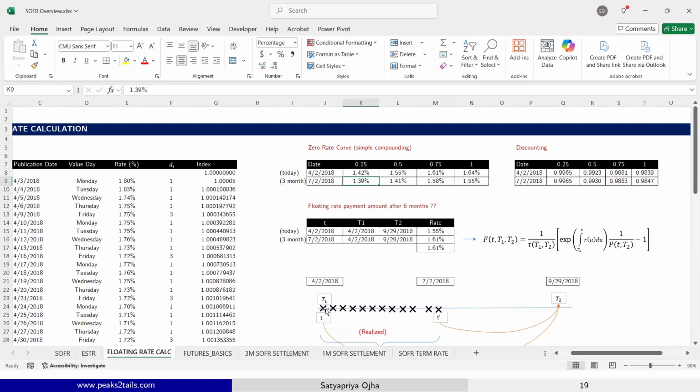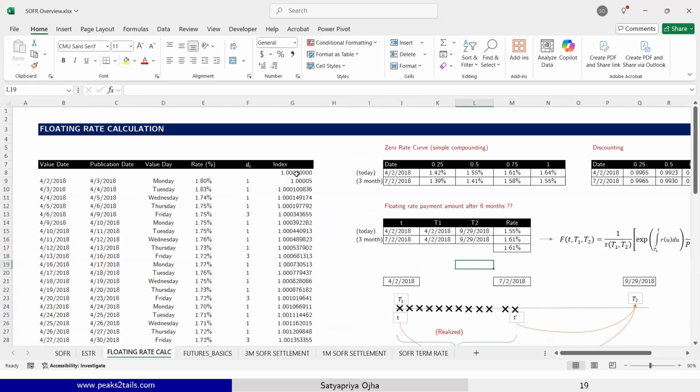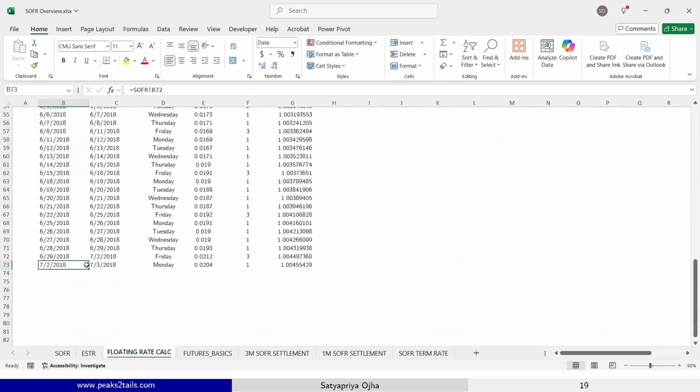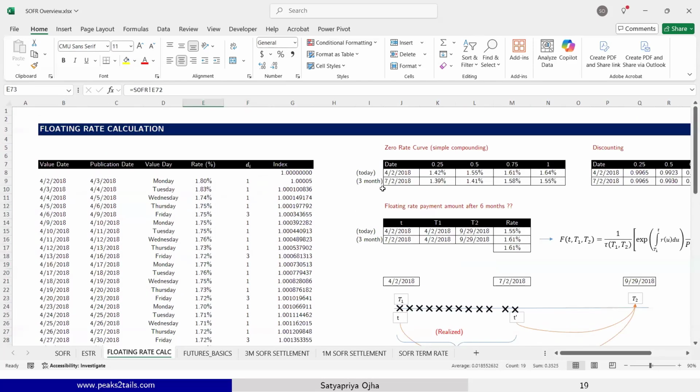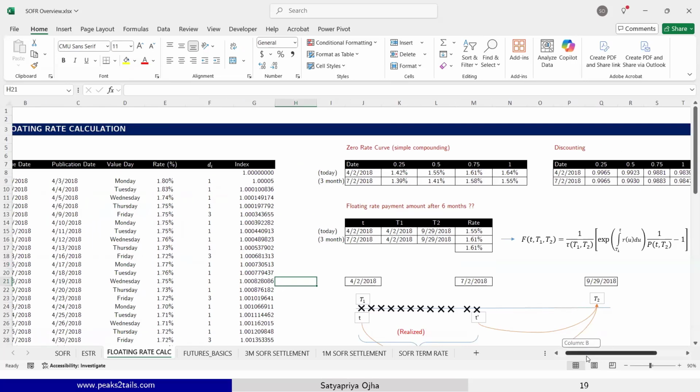Compound that with whatever has been realized. The realized part is available to you: the daily SOFR published rates. So from 4/2 all the way till 7/2, what are the daily SOFR rates that have been published? Take those, compound from T1 to t, and then from t to T2, take this rate, 1.39%, and come up with a final compounding element and then annualize it. Okay, so this is the calculation.